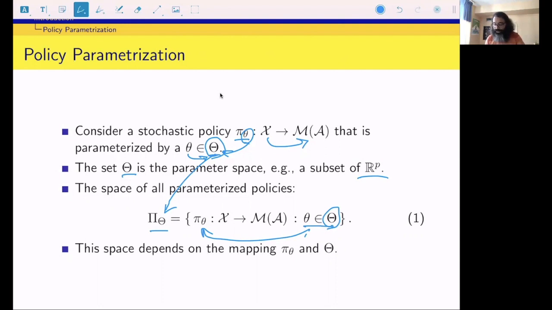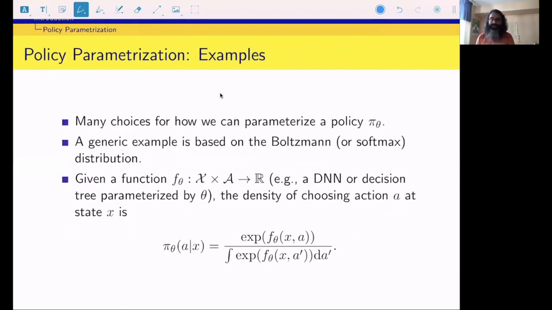And then, of course, this space by definition depends on both how this mapping works and what this capital Theta is. So by changing the mapping, we get different policy spaces. By changing the size of the parameter space, we get different spaces of policies. So let's get to some more concrete examples. There are different choices of parameterizing a policy. A generic example is based on the softmax or Boltzmann distribution. So we can define it like this. Suppose we have a function f of theta, which is a mapping from state-action to a real-valued number.